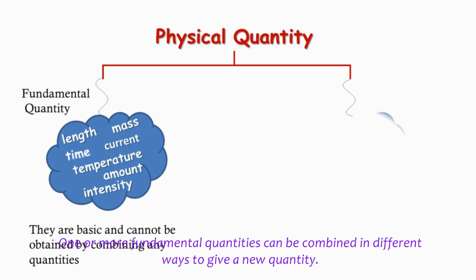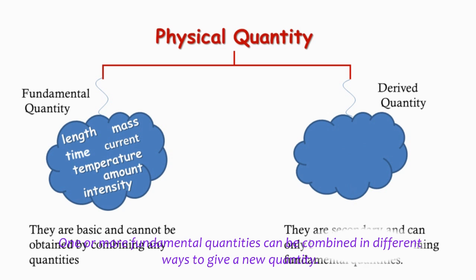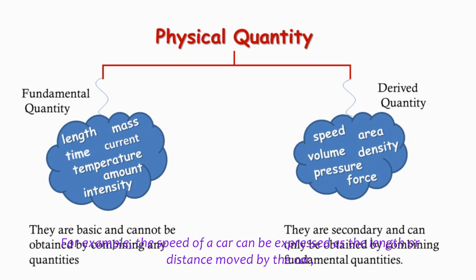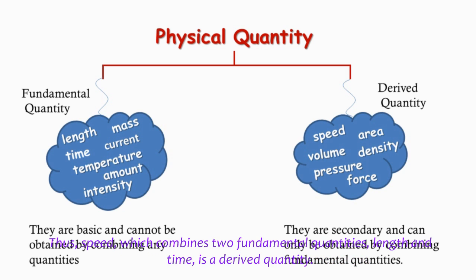One or more fundamental quantities can be combined in different ways to give a new quantity. The new quantity is called a derived quantity. For example, the speed of a car can be expressed as the length or distance moved by the car divided by the time it takes to cover that length. Thus, speed, which combines two fundamental quantities, length and time, is a derived quantity.